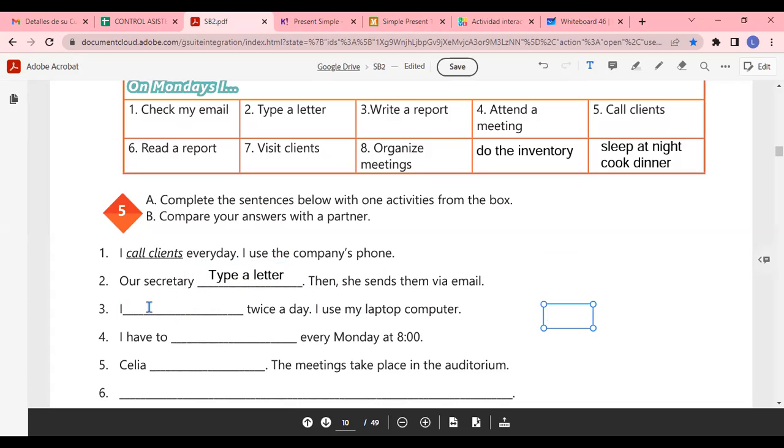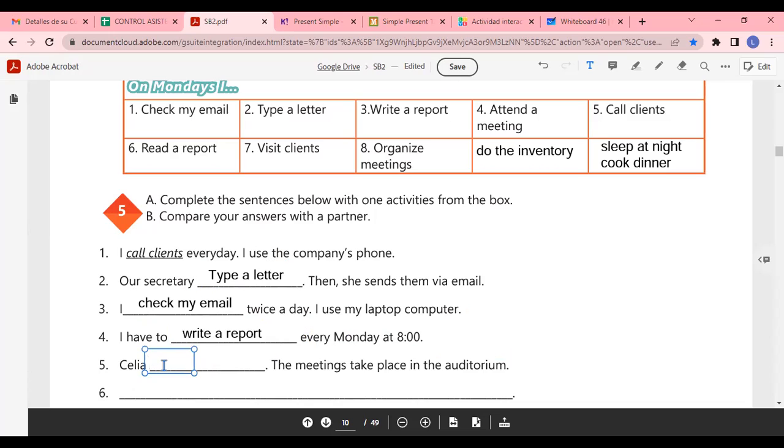Number 2. What do you think could be the correct answer for number 2, everybody? I check my email. My email twice a day. I use my laptop computer. Number 4. What do you think? Write a report. Okay, let's see. I have to write a report every Monday at 8.